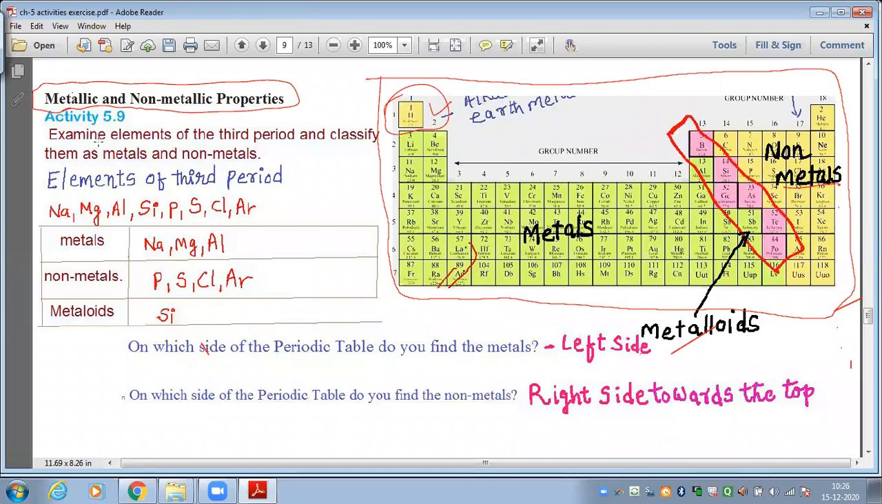Okay, fine. Now let's look at the activity. Examine the elements of the third period. See, this is the third period we are talking about.